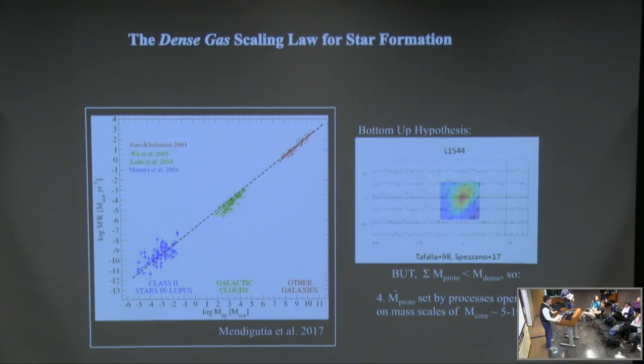Yes? Could you go back to the diagram where you have your dense gas star formation rate in Chinagiri?